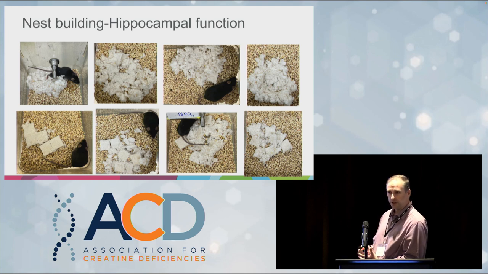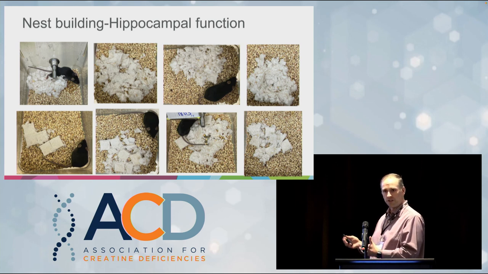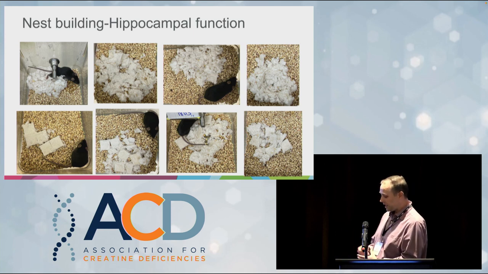Most people think of nest building, and when I thought about it, it was self-care and how an animal navigates. But it turns out that when you do hippocampal lesions, and the hippocampus is an important area for declarative memory, nest building is affected. So that spatial learning that I showed originates in the hippocampus. This is another way of measuring hippocampal function.